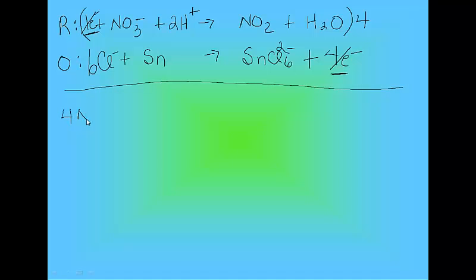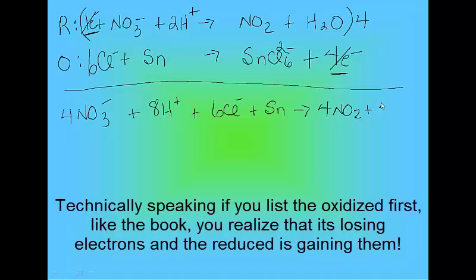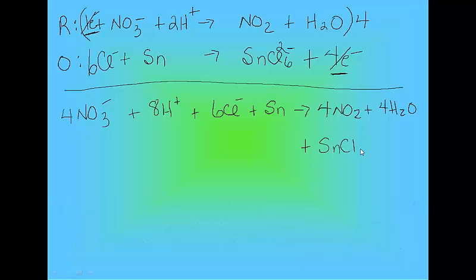4 nitrates and 8 hydrogens and 6 chlorides and a tin. 4 nitrogen dioxides, 4 waters, and a tin chloride with the correct charge on it. Oh, heavens to Betsy. Still can't get that one right. There we go. All right. I am going to clean it up and add in my states of matter and check it.